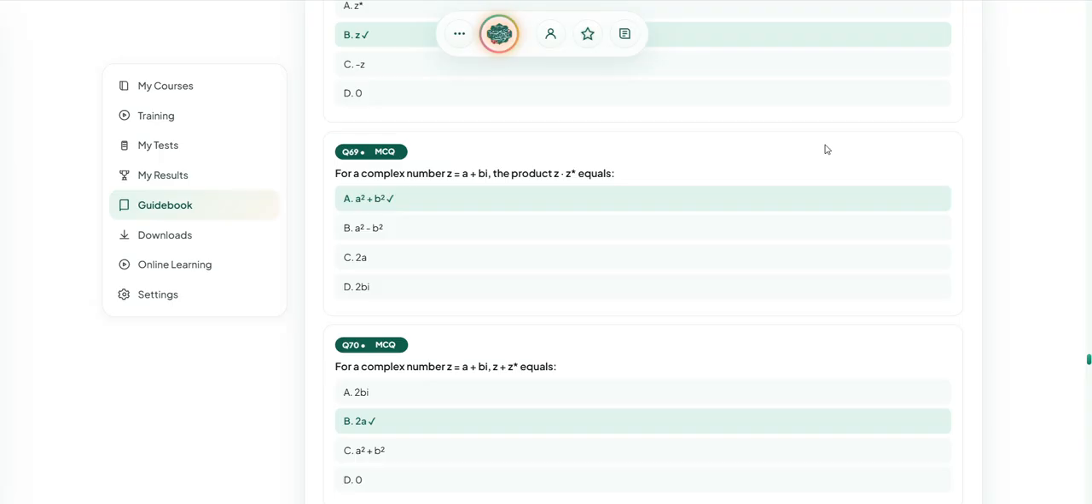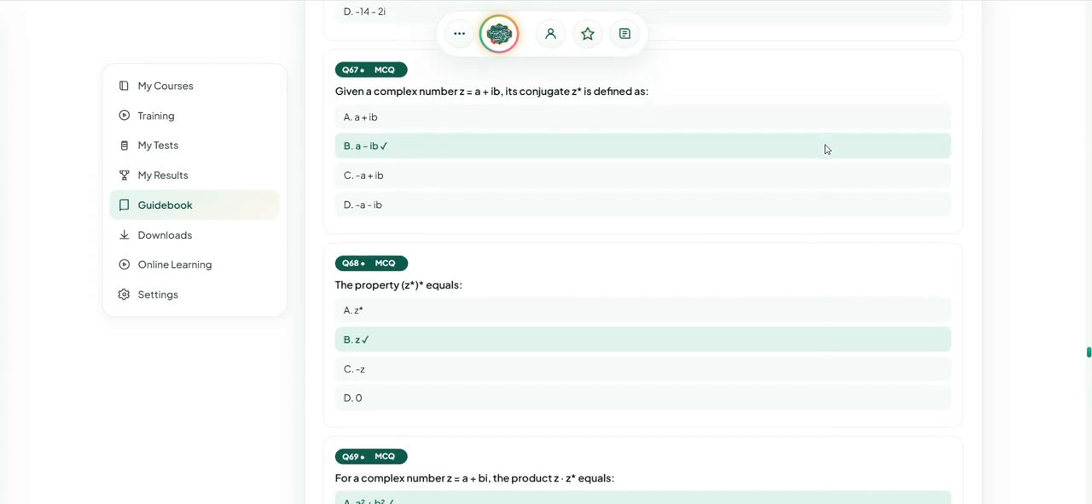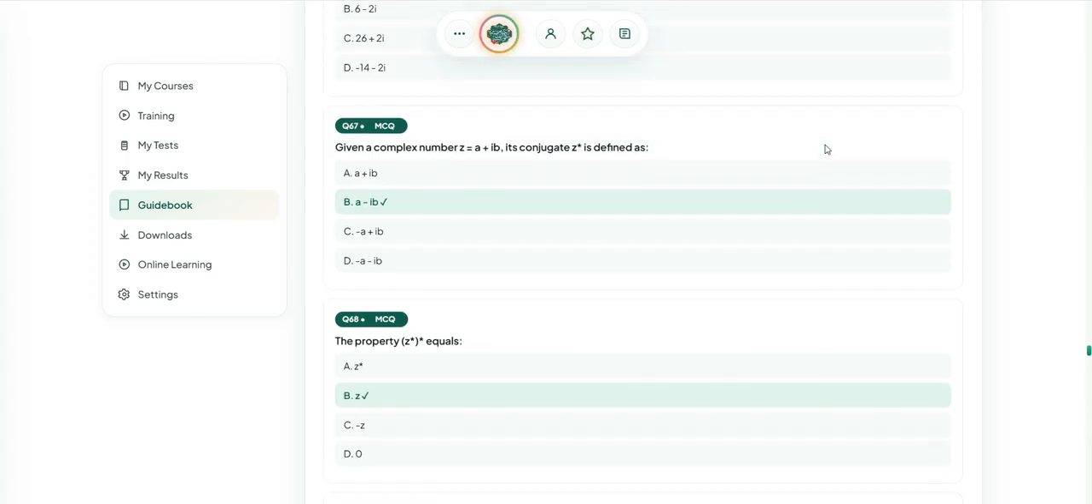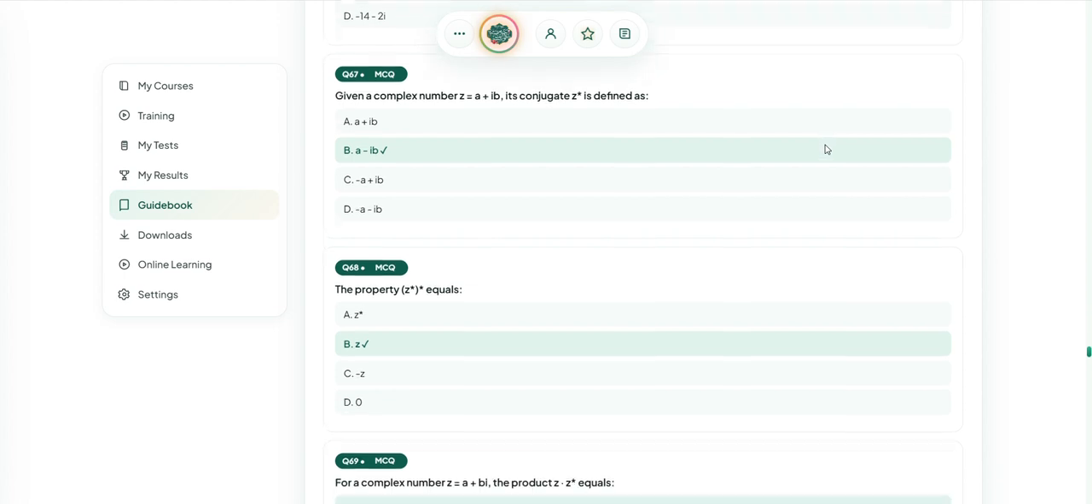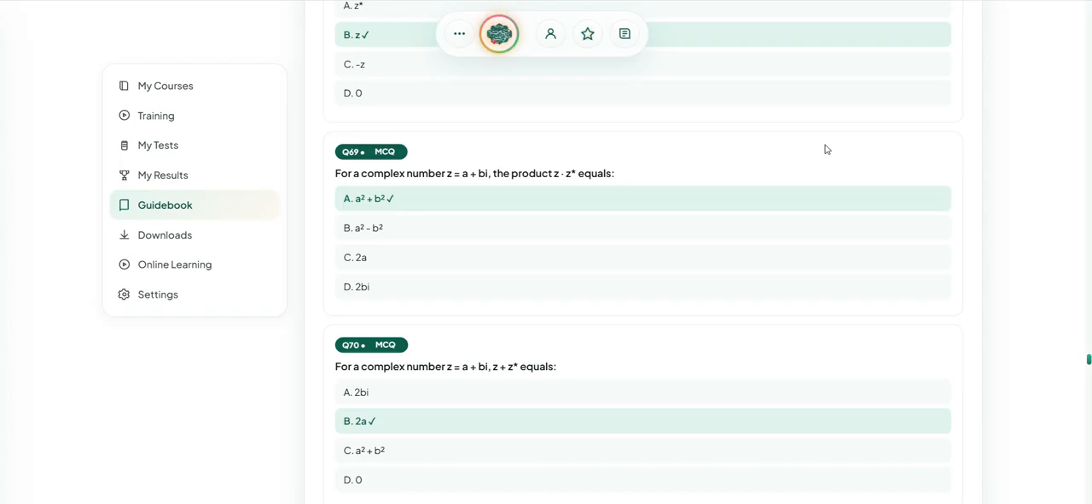For a complex number z is equal to a plus bi, the product z times z star equals a square plus b square.